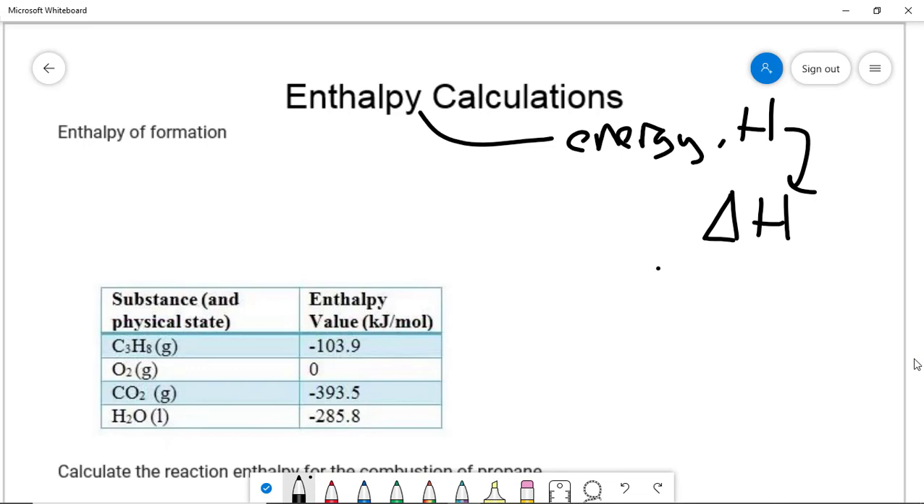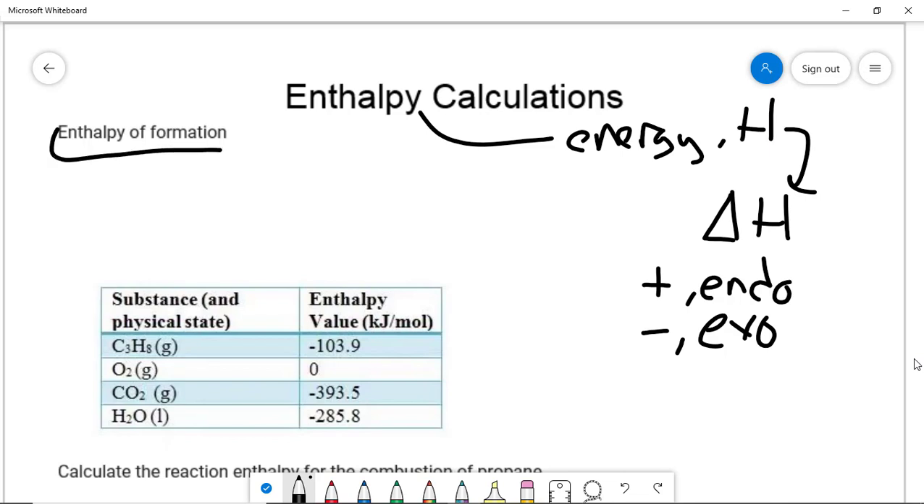We know that if delta H is positive, then it is endothermic, and if it is negative, then it is exothermic. We also discussed 3 different ways that we can do this. The first one we're going to look at is enthalpy of formation, which is the enthalpy value for each individual compound. From this, we can do some math to figure out the delta H for the reaction, and therefore know if it is endo or exothermic.